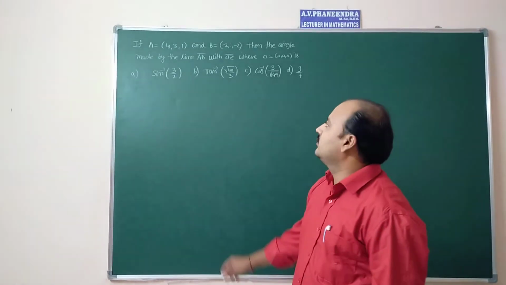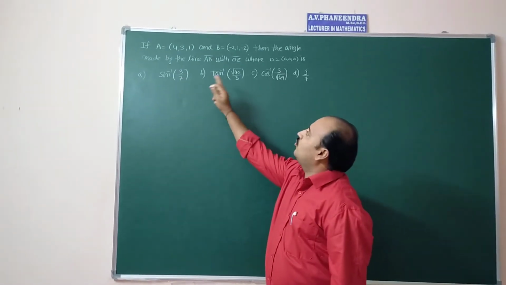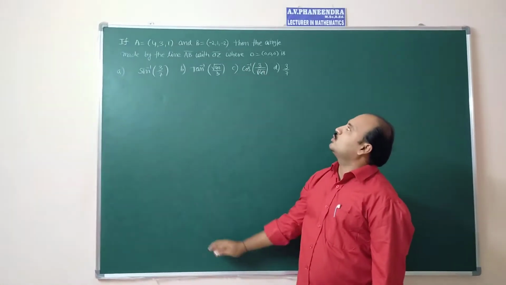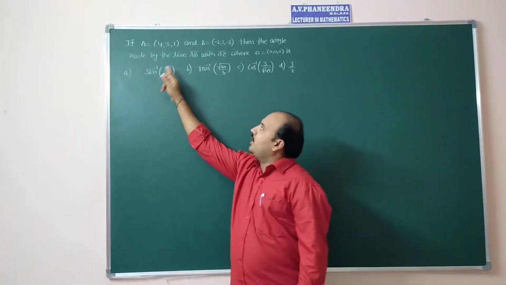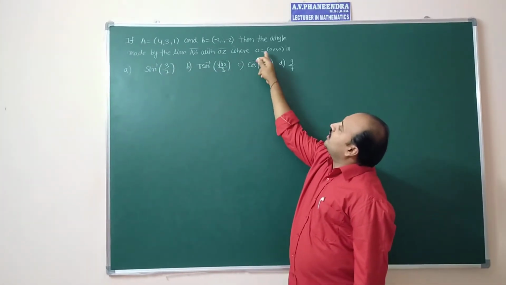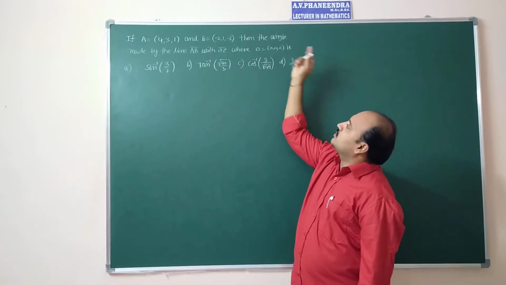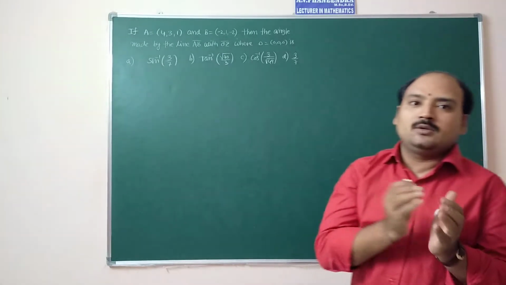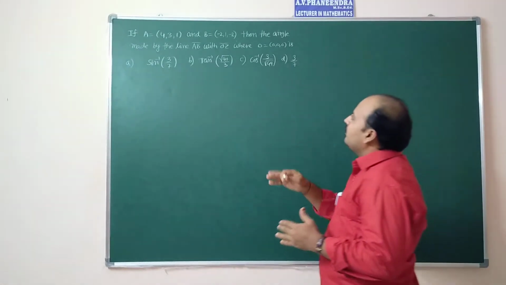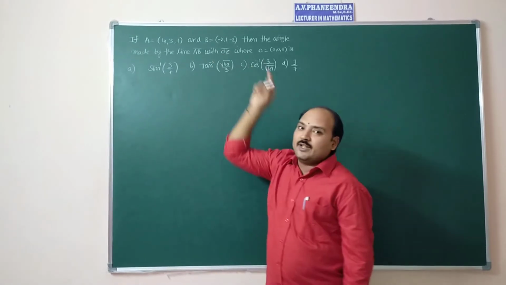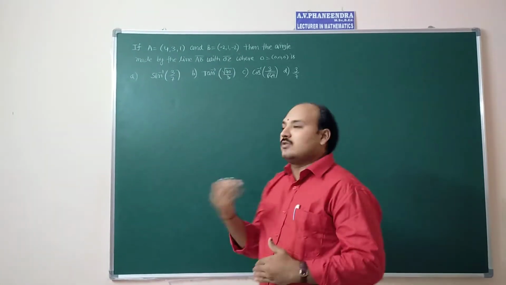Next question. If A equal to (4, 3, 1) and B equal to (minus 2, 1, minus 2), then the angle made by the line AB with OZ, where O equal to (0, 0, 0), is what they're asking. So the AB line is given, and that line makes an angle with OZ, that means the third axis.